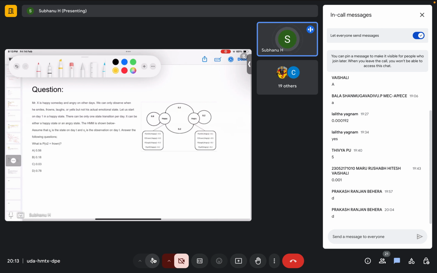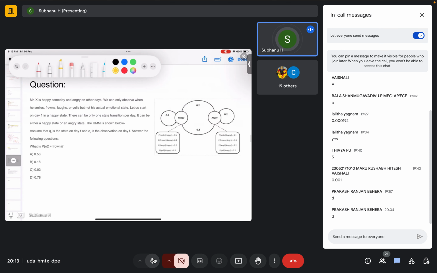Okay. Now this is our last one. So this says that Mr. X is happy someday and Mr. X is not happy always. So he is happy someday and angry on other days. We can only observe when he smiles, frowns, laughs, or yells, but not his actual emotion state. Okay. Let us start on day one in a happy state. So this is given to you. This is important information to you.